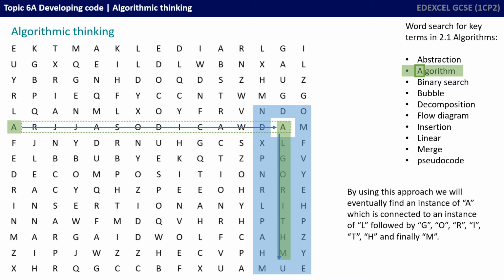Eventually, we're going to find an instance of A that, when checked, is connected to an instance of L, and then we can follow the path until we find the word algorithm. It feels like there's a very systematic and logical approach that we can take here, and therefore, using algorithmic thinking, we should be able to create an algorithm to solve this problem.